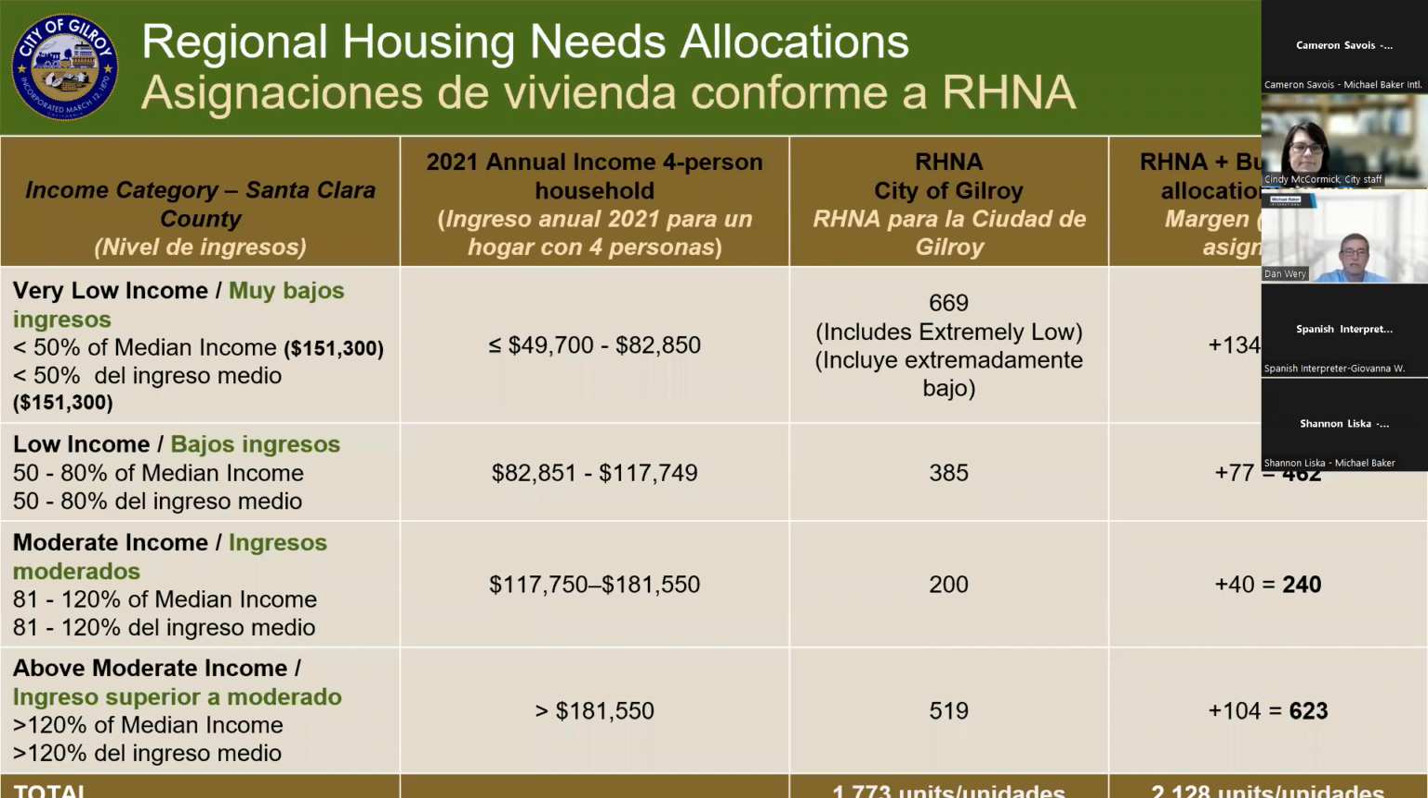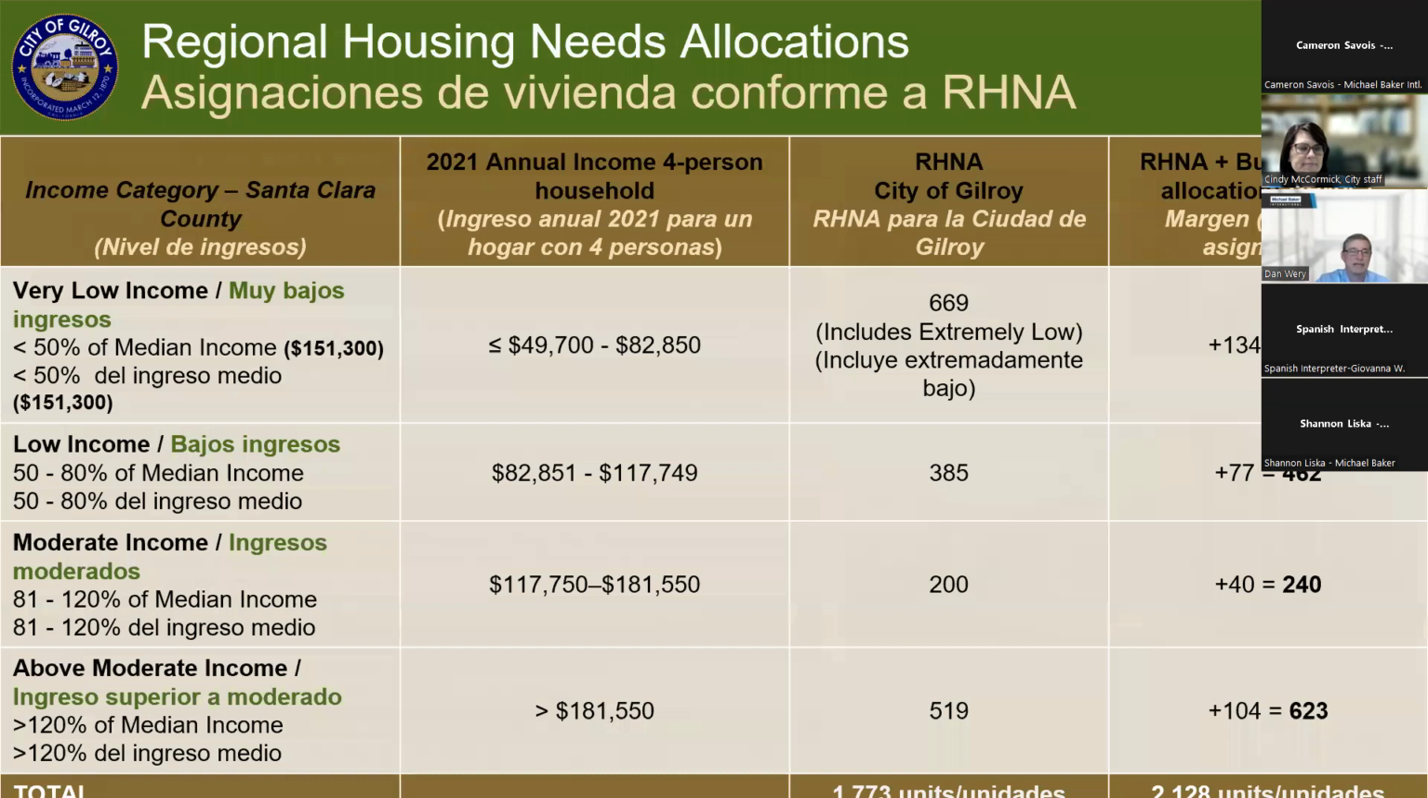And so we increase our targets to 803, 462, 240, and 623 for a total of about 2,128. And it looks like it's getting cut off on the bottom of the screen. I apologize. The bottom total there, our mandatory requirement is 1,773 units. And then with a 20% buffer, we're looking at 2,100 units.